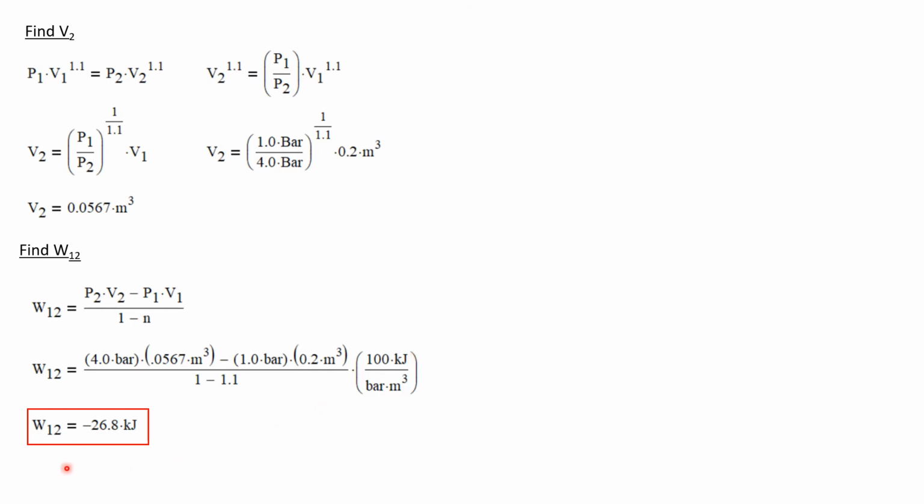So the work done by the system during this process is minus 26.8 kilojoules. The negative indicates that work had to be put into the system in order for the process to take place, which makes sense because the initial pressure was 1 bar and the final pressure was 4 bar. So we're compressing the gas, and therefore work has to be added to the system in order for that compression to take place.